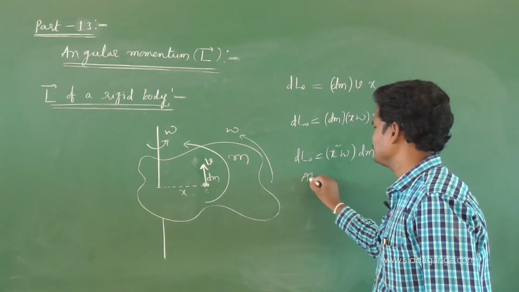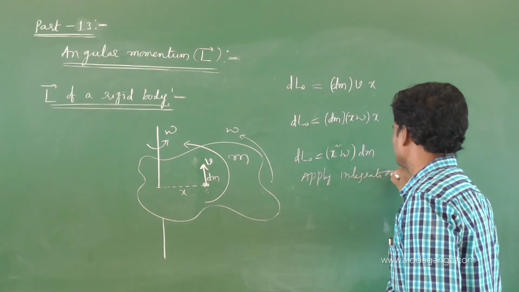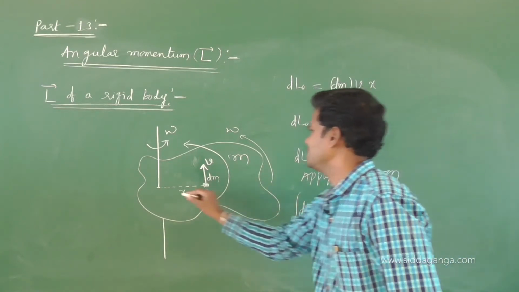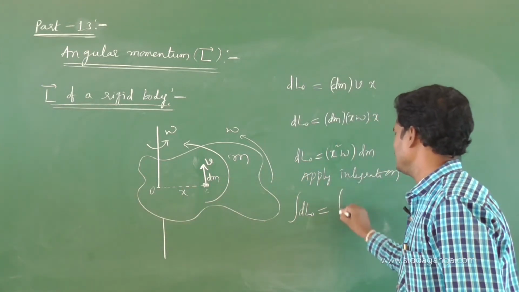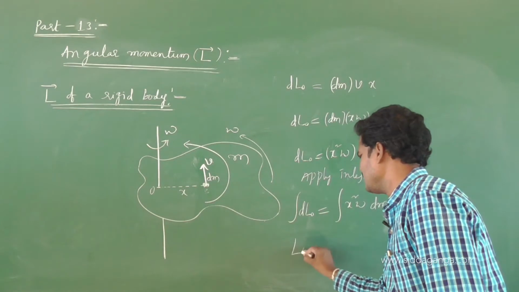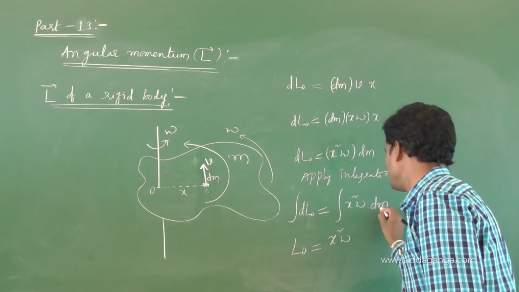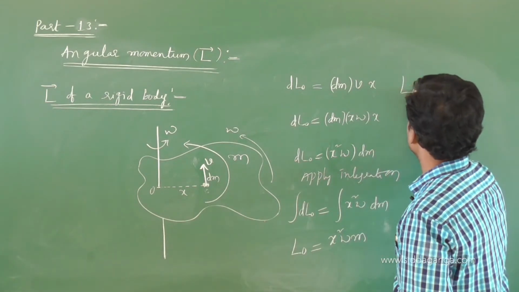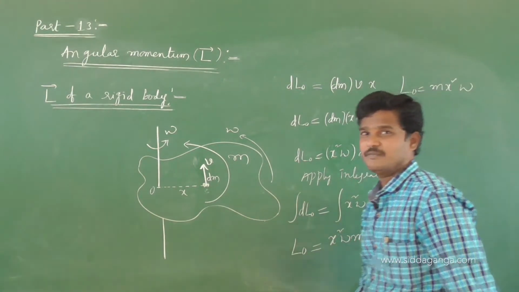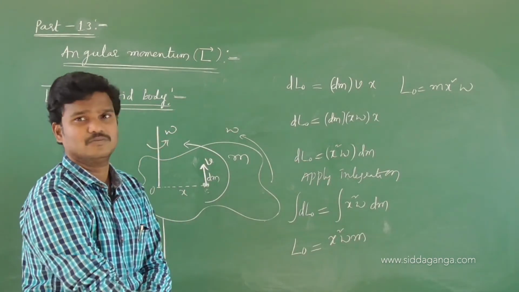Just apply the integration. Then the integration of dL naught is L naught. Integration of x square omega dm: x square omega is constant. Integration of dm is m. So we will get L naught is m x square omega. I am getting L naught is m x square omega.